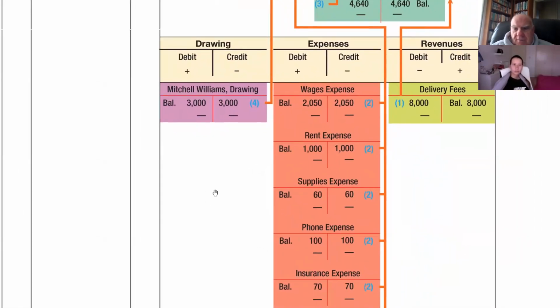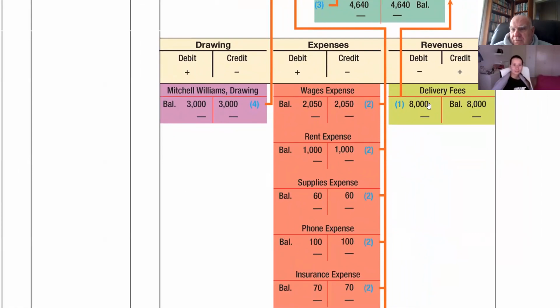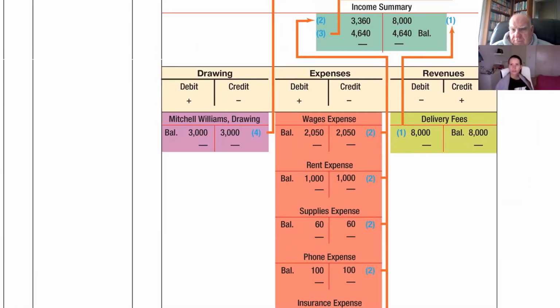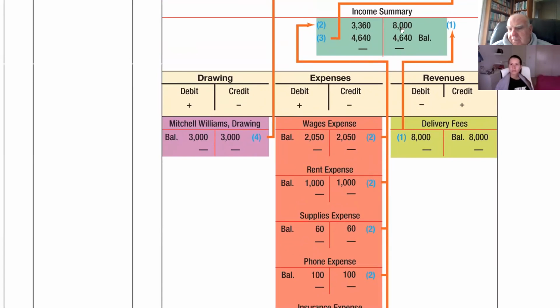Let's look at it with some numbers. Let's make it a little more user-friendly here. Okay, Daria, let's see what we have here. We had revenues of 8,000. This is from the same numbers we saw before on that income statement we did. Revenues, delivery fees, sales, 8,000. We have to zero it out. That means we have to debit delivery fees, and we must credit income summary.